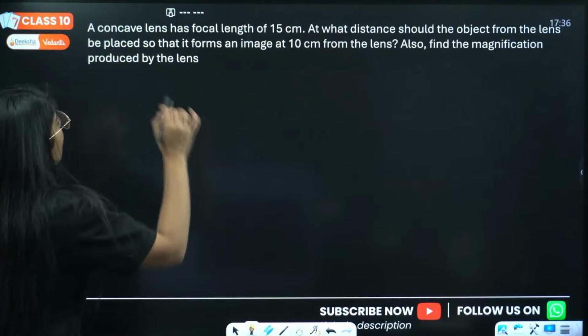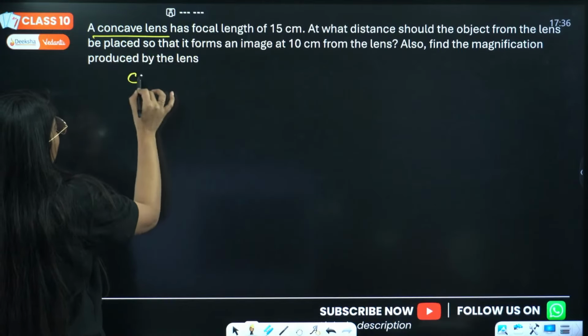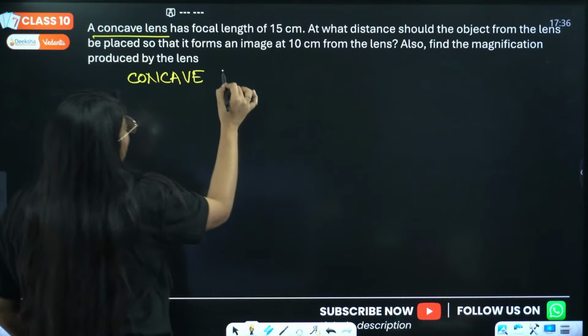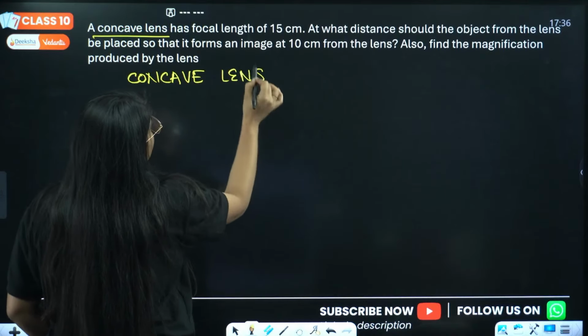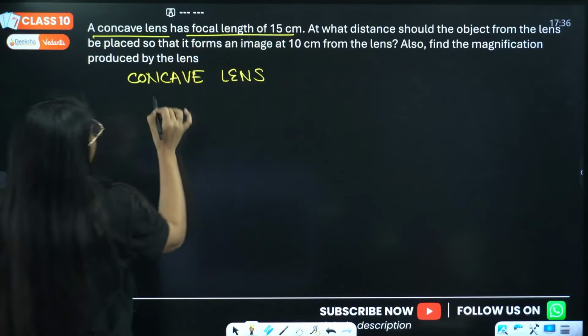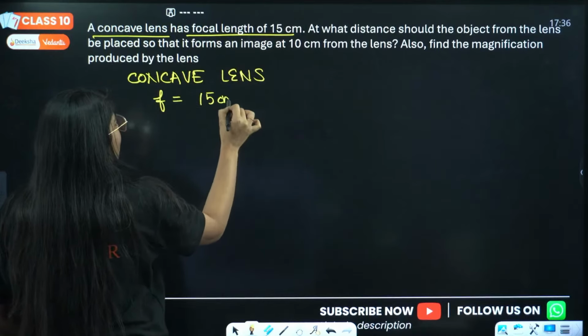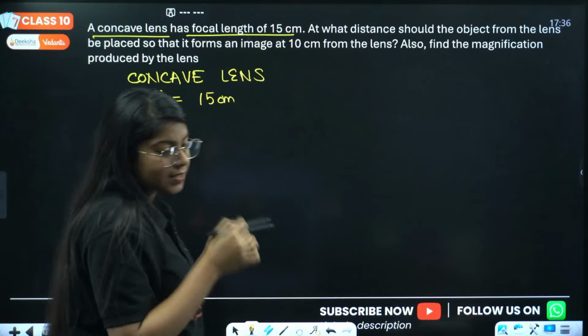Okay, moving on to the next question. We have a concave lens. So a concave lens is given, right? A concave lens is given to us, has focal length 15 centimeter. Now what is the sign of focal length in case of concave lens?